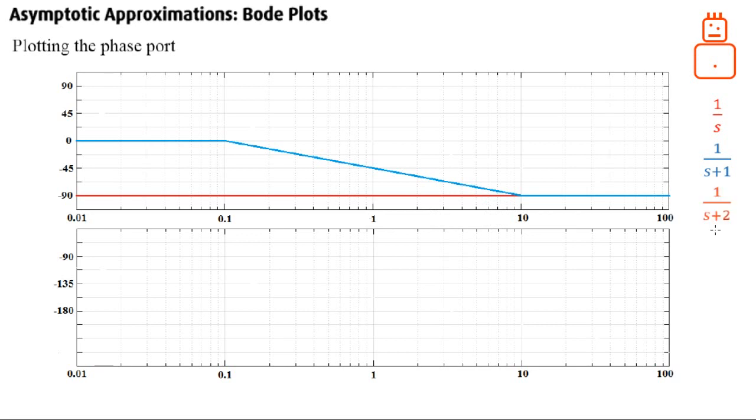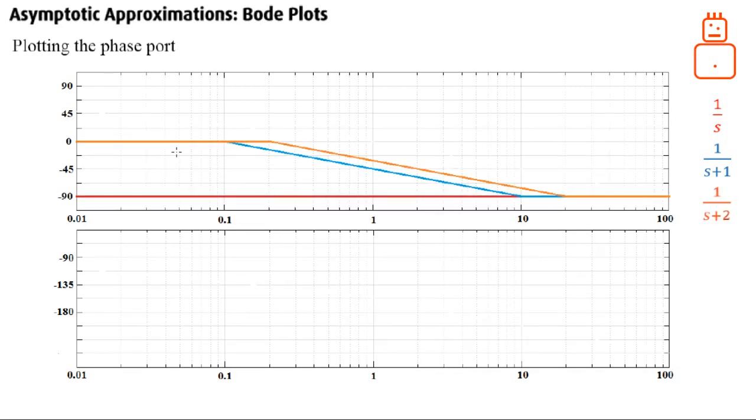For the second part, minus 2, it will have 0 contribution until 0.2 radian per second. So if we have 2 here, this will be 0.2, and multiplied by 10, it will be 20. You can draw this line. So the line starts from 0 until 1 decade before the break frequency, and then we'll have a slope of minus 45 degrees per decade until 20, and will continue at minus 90.